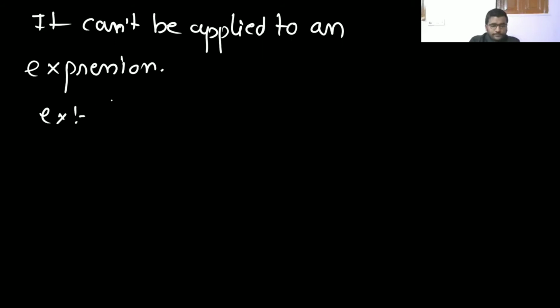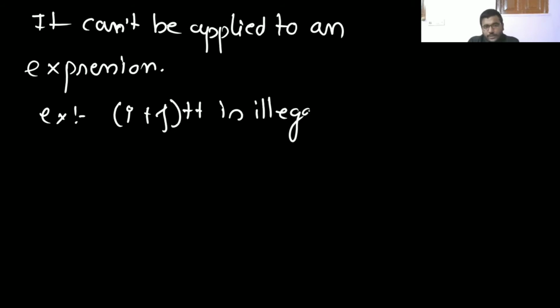Example, i plus j plus plus is illegal, it is not allowed, it will give you an error, because it's an expression. i plus j is an expression, and the operator can only be applied to a variable.